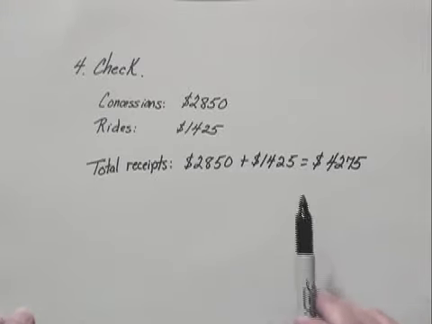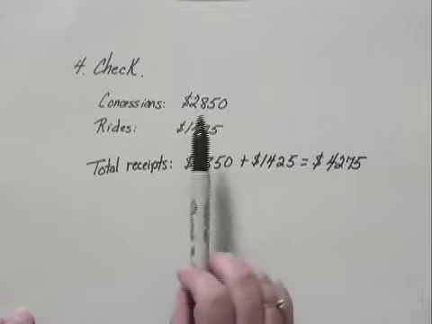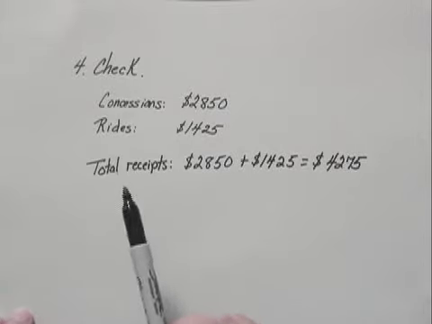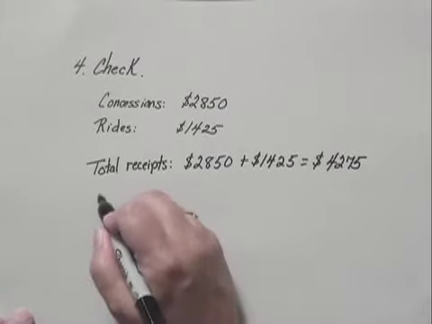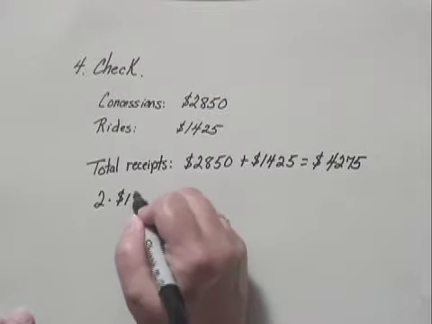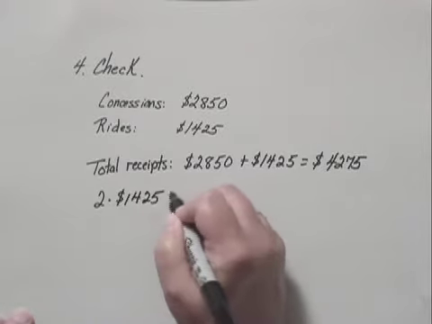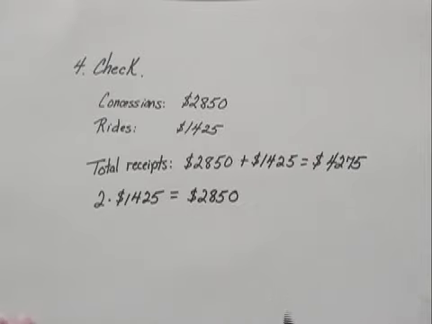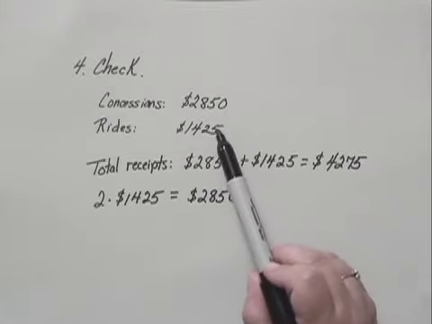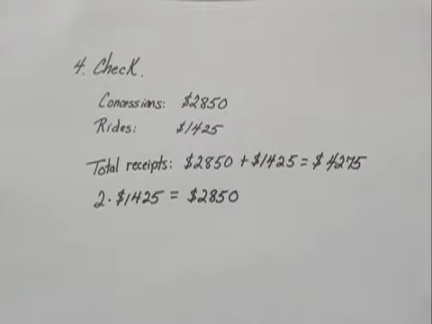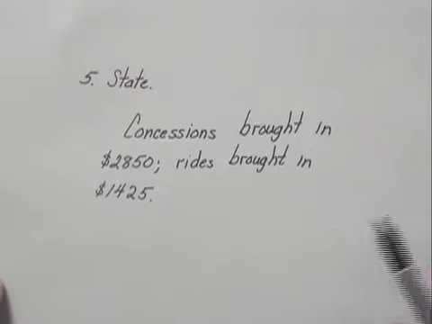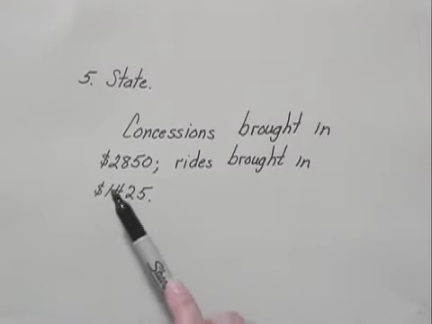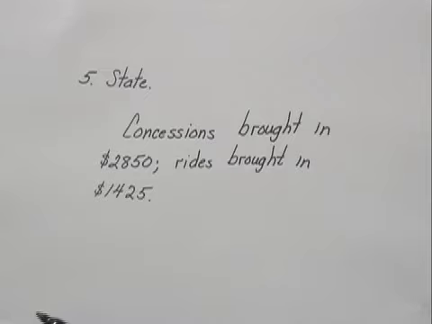The other thing we were told was that the concessions brought in twice as much as the rides. If we multiply 2 times 1,425, we get 2,850, which is the amount brought in from the concessions. So that statement also checks. Since these two values fulfill all the requirements of the problem, we state that the concessions brought in $2,850 and the rides brought in $1,425.